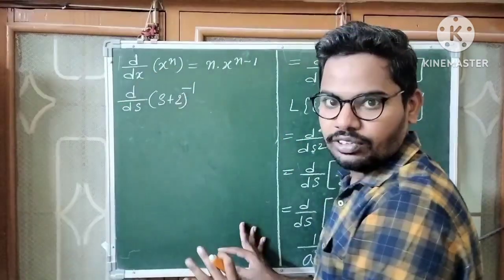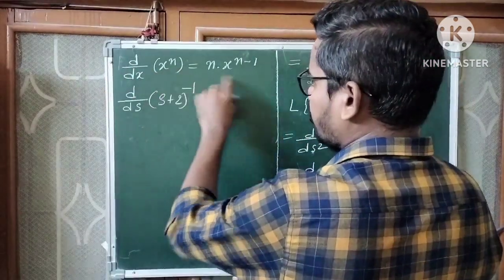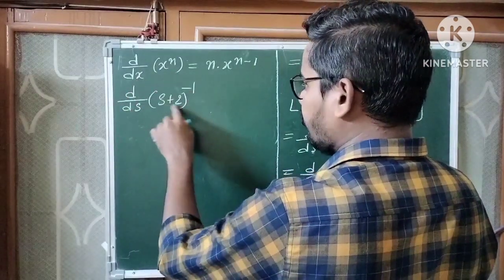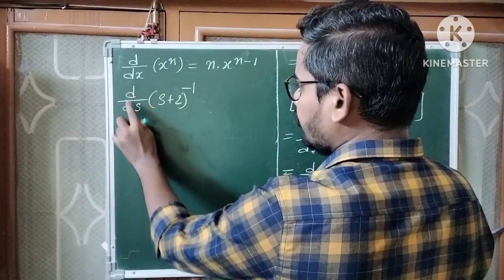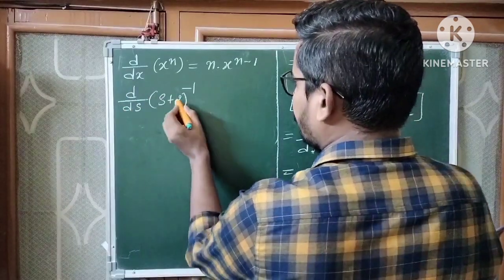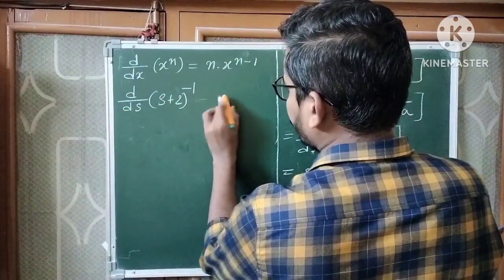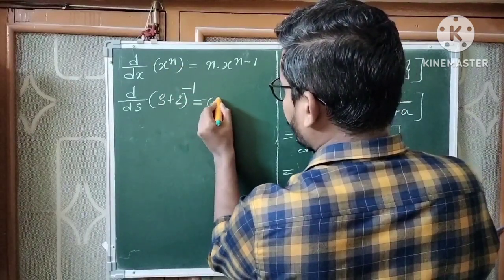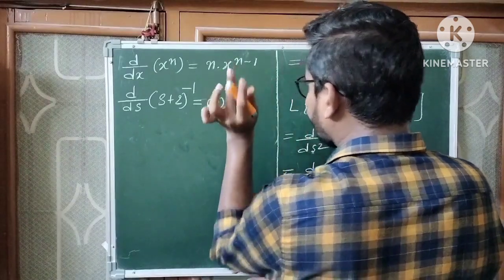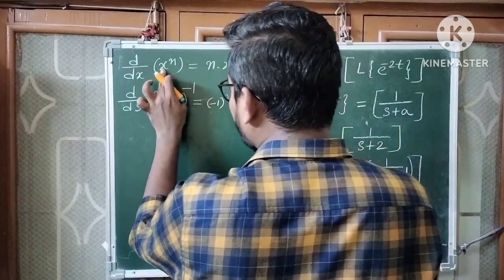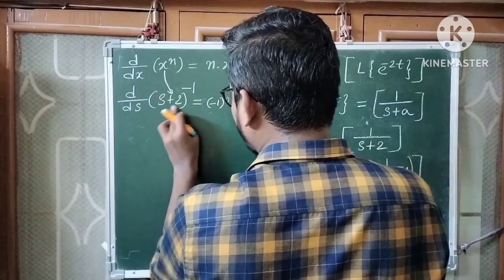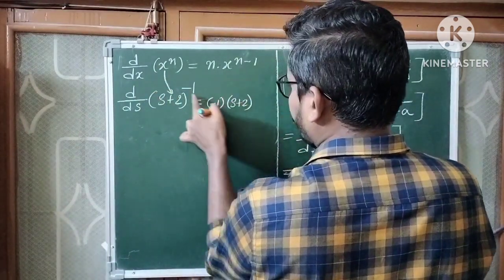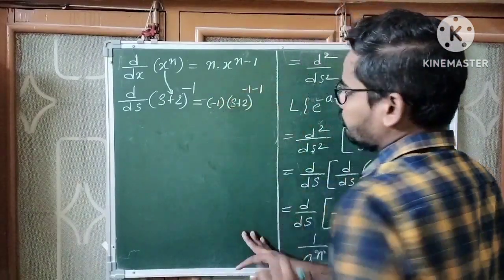So compare these two formulas. This is the formula for d by dx of x power n. How is this one? d by ds, instead of x here we have s, and here we have s plus 2. Let us assume it as x. What does d by dx of x power n become in general? n into x power n minus 1. Here n is equal to minus 1. Minus 1 into, in place of x we have s plus 2, write s plus 2 whole power n minus 1, so minus 1 minus 1.